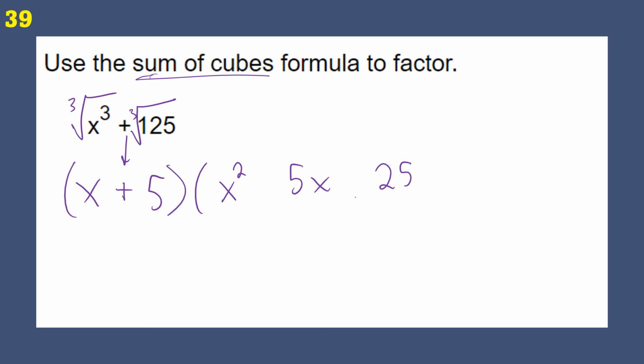Okay, we need to watch our signs. The way I remember it is the same, the opposite, and the last one is always positive. So since this was a sum of cubes, I can have a plus in the beginning, the same, and then I'm going to put the opposite sign as my second one, and my last one is always positive. If this was a difference of cubes, I'd just switch those out. I'd use the same, opposite, and always positive.